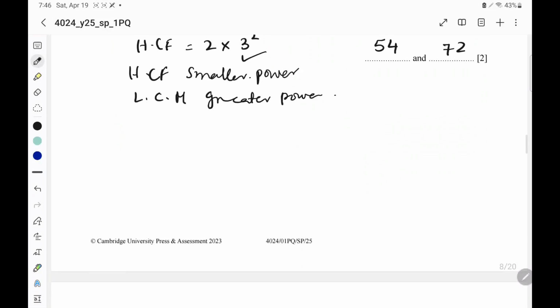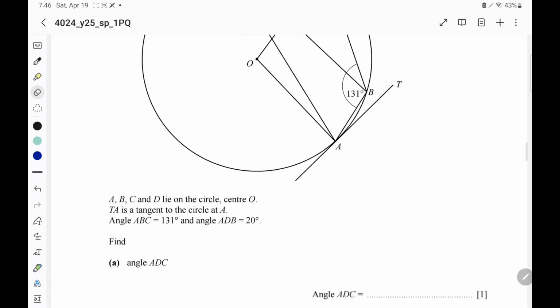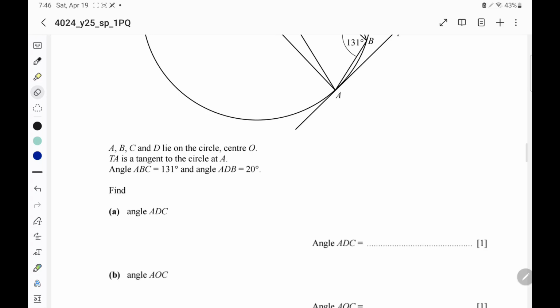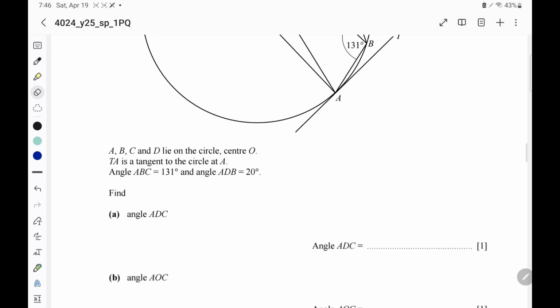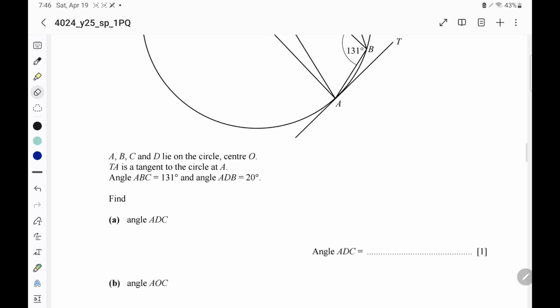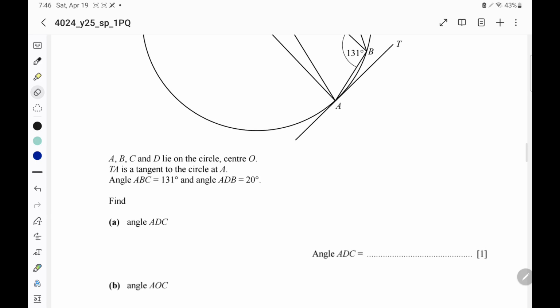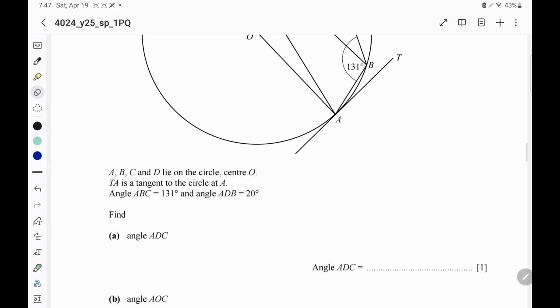So the next question is question number 12, angle properties of circles. B, C, D lie on the circumference of the circle, it means that it's a cyclic quadrilateral. TA is a tangent to the circle. If the tangent is attached with the center, then radius and tangent are perpendicular. Otherwise, if the tangent is touching the circumference, the alternate segment property will apply. ABC is 131, ADB is 20.